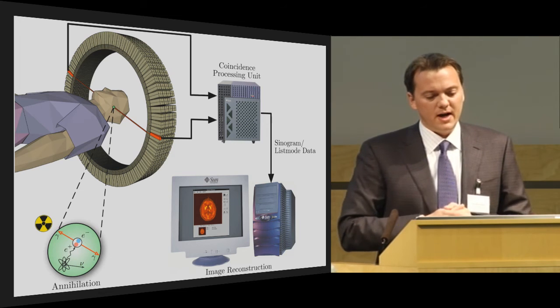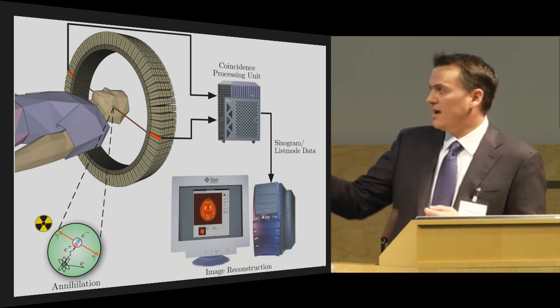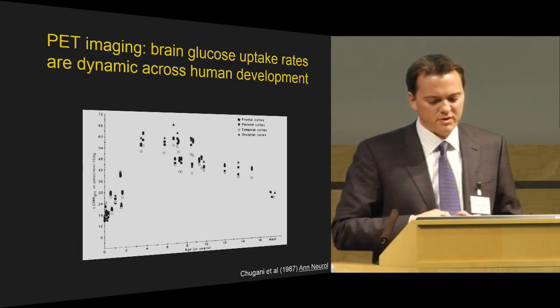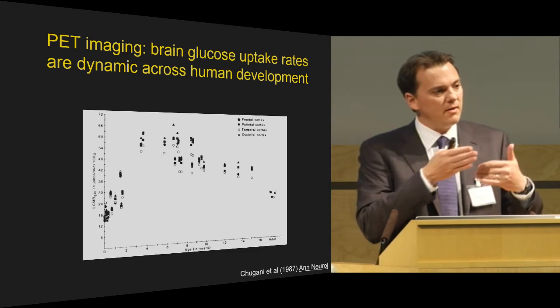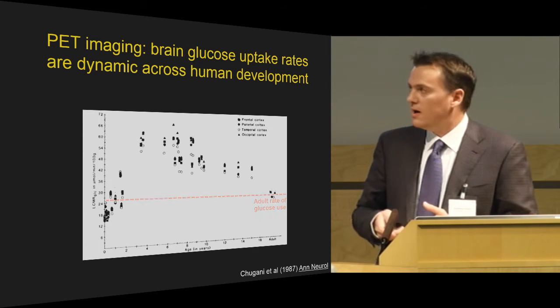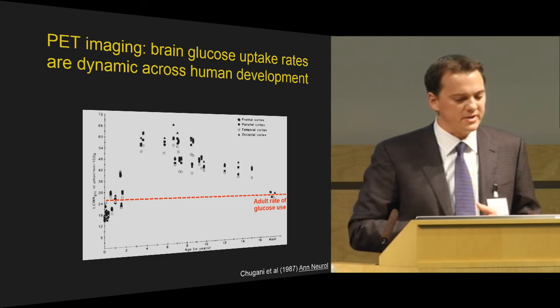It's a tracer, and then you can measure the rate of glucose uptake in the brain. You get this kind of heat map that tells you about the rate of energy use. And Harry Chugani, back in 1987, published this classic paper where he compiled PET data from his clinic on kids varying in age from birth to adulthood. And here's some adult controls.